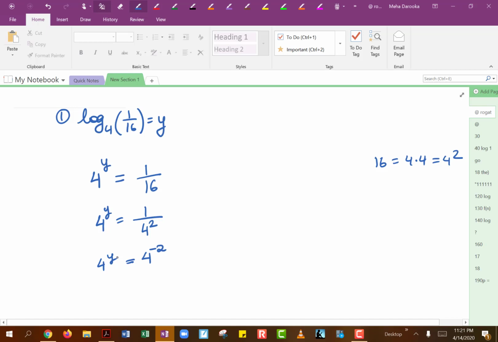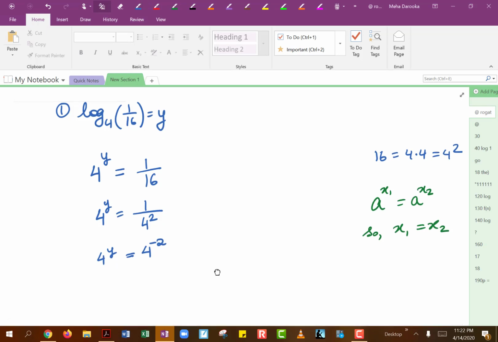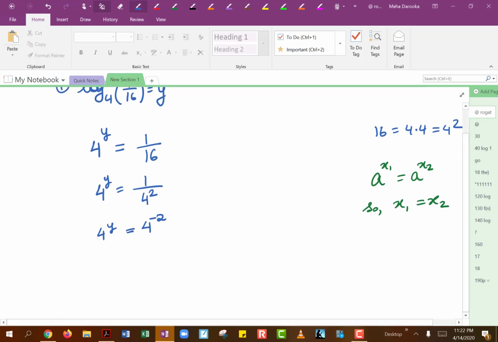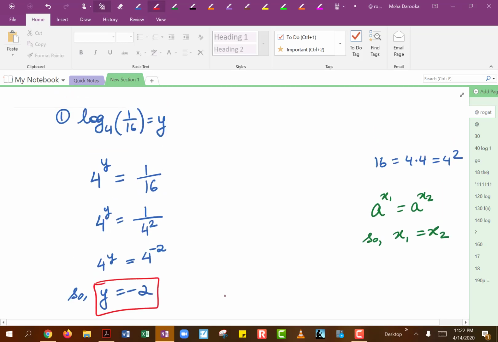And this is where the one-to-one function comes into play. So remember, we talked about this in section 4.1. If your bases are the same on both sides, then by the one-to-one property, we can say x1 is equal to x2. So now that we have the same base 4 here, we can say y equals negative 2. And this is going to be our answer over here. So you end up getting log of 1 over 16 with base 4 equals negative 2. This is going to be your answer.